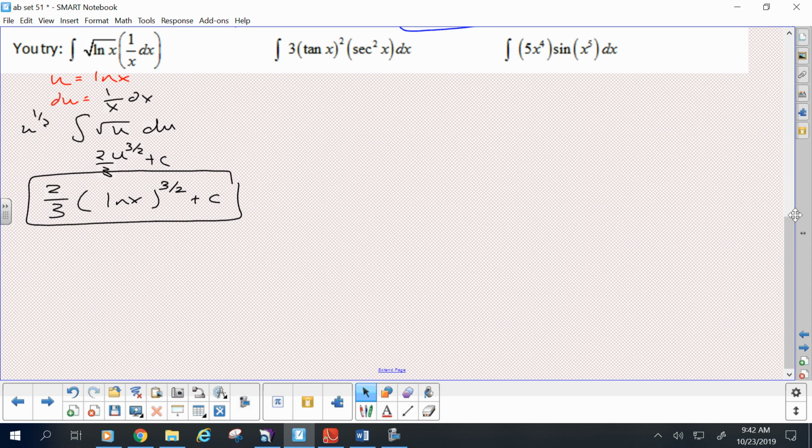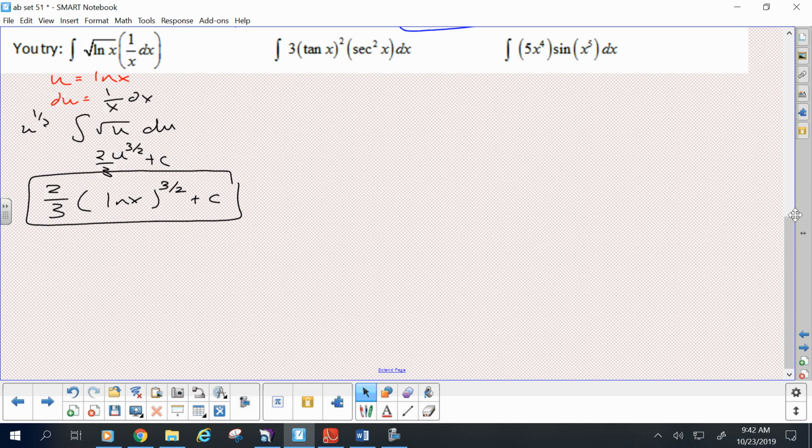This one's a little funky because it kind of feels like there are two functions within a function. It looks like tangent being squared or secant being squared. So you should go further by saying really which one's the derivative of the other. Do you know your derivative rules yet? Yep. So which one's the derivative of the other?